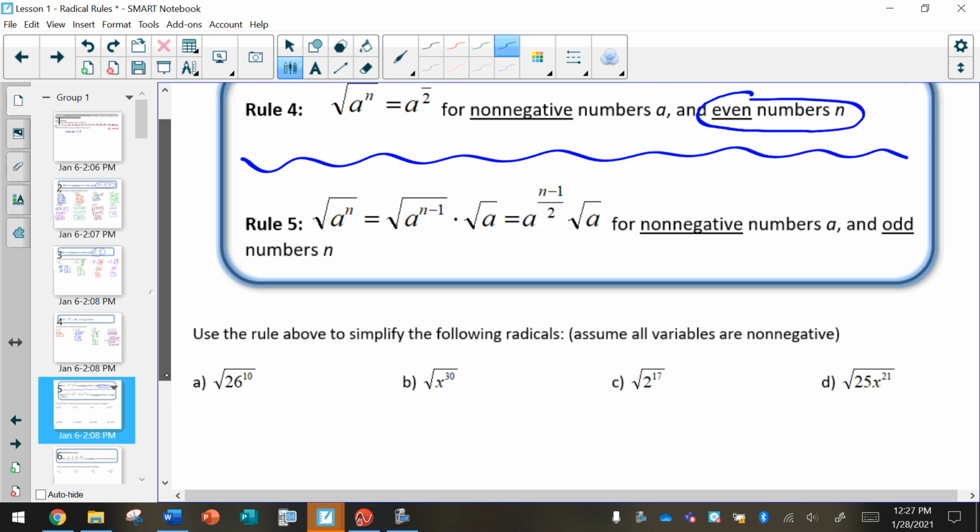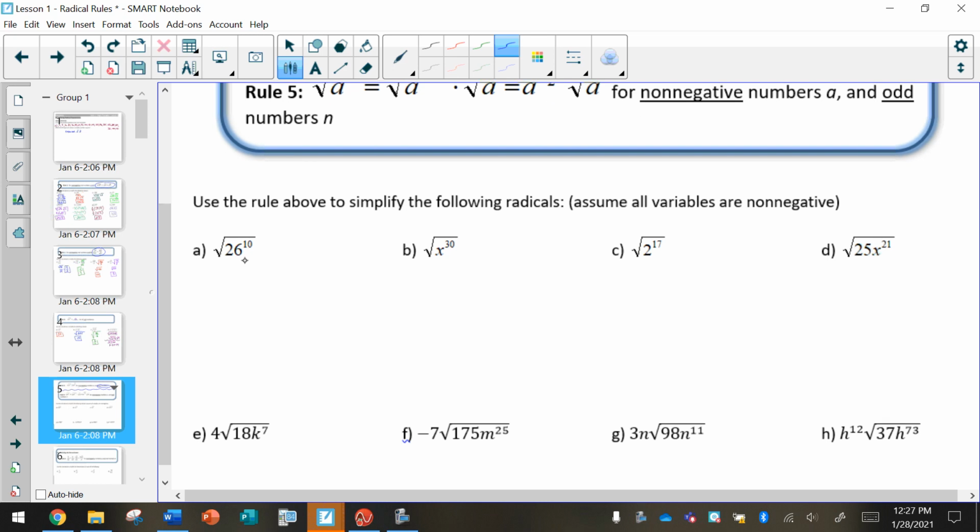So if you look at our examples down here, 26 to the 10th, 10 is an even exponent, so you just divide the exponent by 2. Next one, x to the 30th. 30 is an even number, so you divide the exponent by 2.